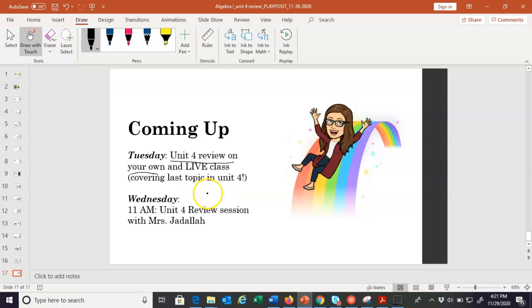And then something I wanted to point out, you guys know that we have extra sessions every week with Miss Jadala. And this Wednesday at 11, she's going to do an entire Unit 4 review session. So before, right now on your plan, it says you're taking Unit 4 test on Thursday. So there's lots of opportunities to review before that test, and hope to see you guys at some of them.